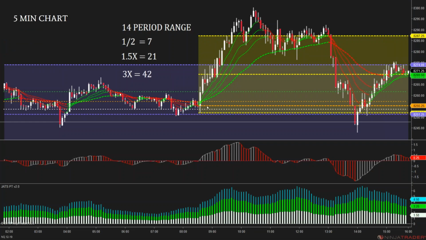Here is the opening range indicator, and the momentum and PT indicator at the bottom just showing slope. You just want to get to know your multipliers. One half is 7, a point and a half is 21, 2 points is 28, 3 is 42. I'm just using EMAs, and that works pretty good on a minute chart. Anytime you're looking for a methodology, if you just stick to the divisibles of 14, I think that's a pretty good one to use.